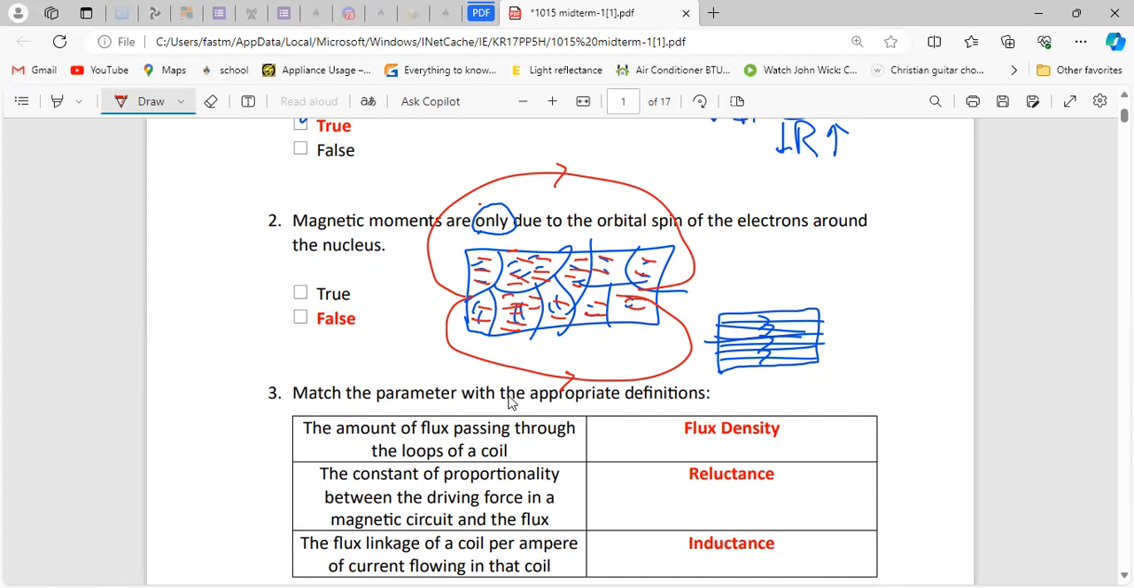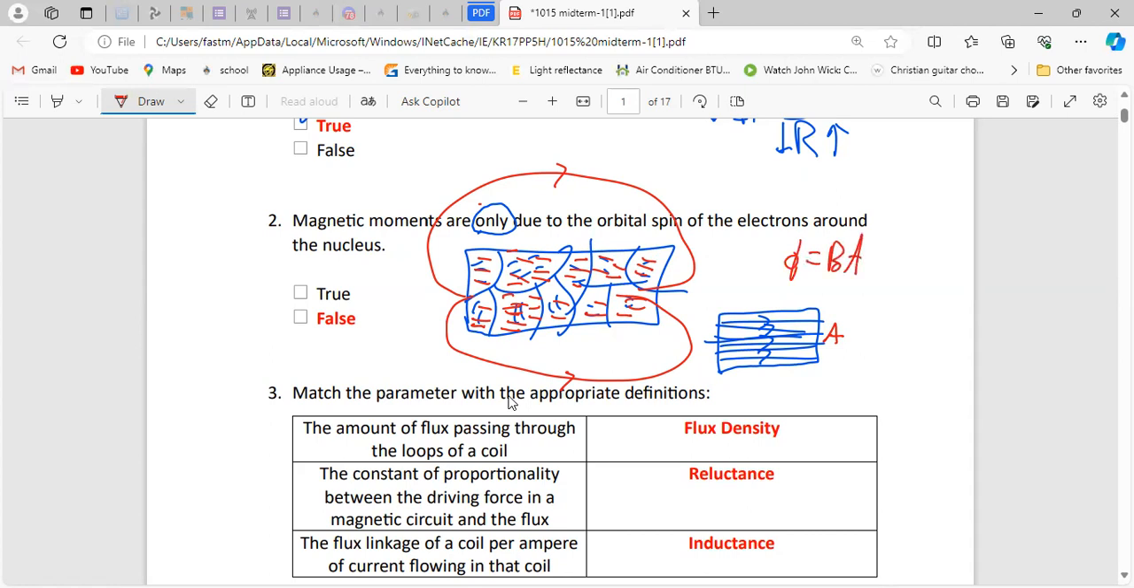Because outside it's going through air, and inside it's going through a very conductive material with respect to flux. The amount of flux going through the loops of a coil, that is flux density. The amount of flux passing through the loops is flux. From the time they say coil, they're talking about flux density. Flux density is just the amount of flux divided by the area. So we know that is BA.